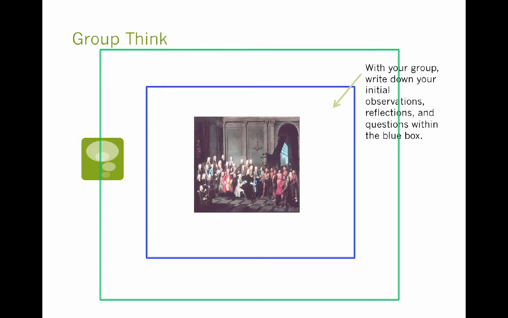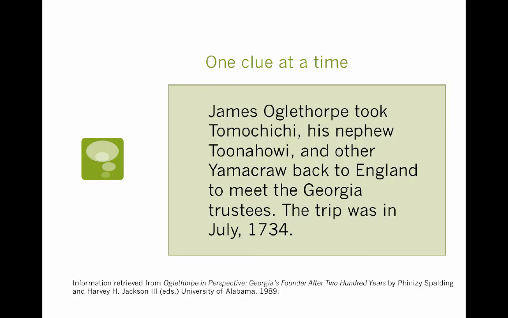For the Georgia Founders unit, I would have this painting on one chart, an image of Oglethorpe on another, a map of the Georgia colony on another, etc., so that each group is examining a different image or source. Then all could share out after all the layers have been completed. We've examined the painting in the middle, and we've jotted our first observations, reflections, and questions within the blue box. Now we're ready to move to step 2.